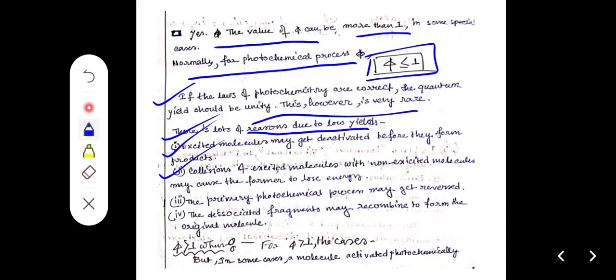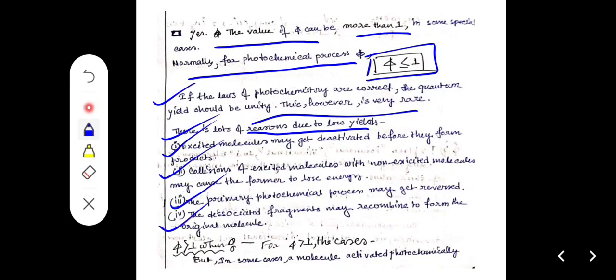A similar analogy: when we prepare for studies and see students who are not well prepared or not serious about the matter, our confidence decreases. Third, the primary photochemical process may get reversed. Sometimes the reaction that occurs can also be reversed, and by this way the chemical yield decreases.